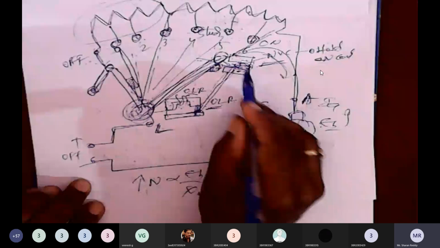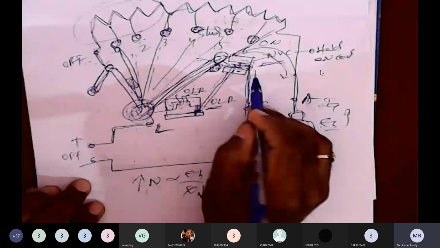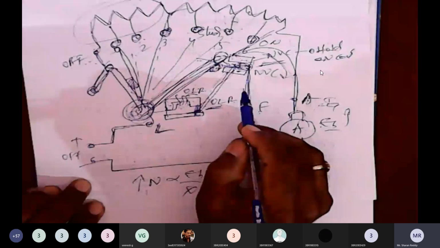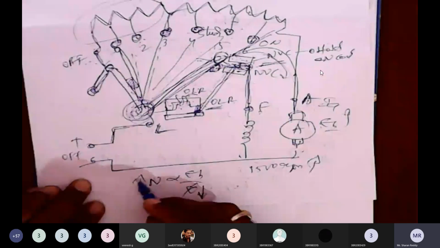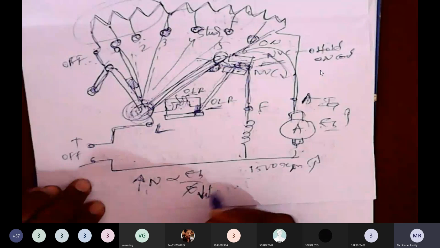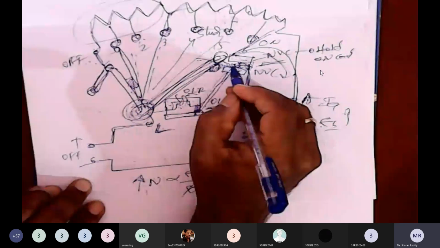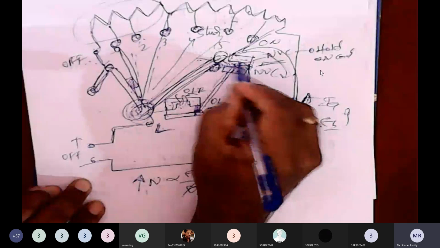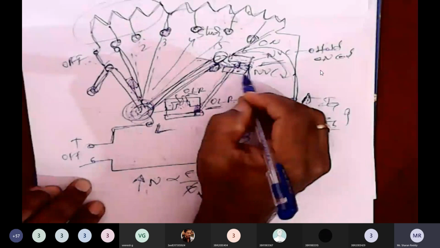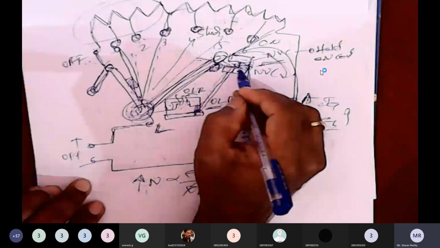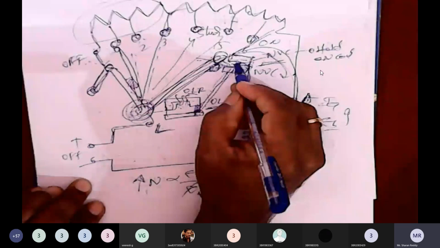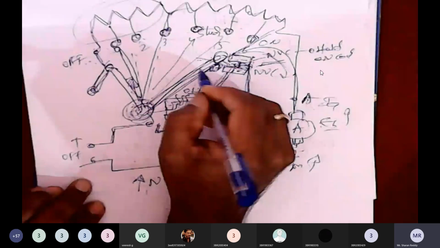What is the drawback of the 3-point starter? When you want to use it for a high speed application, we have to decrease the flux. When you decrease the flux, the flux this magnet is producing also decreases, and its magnetic property decreases. So the soft iron handle has a chance of coming back to the off position. This is the major problem.